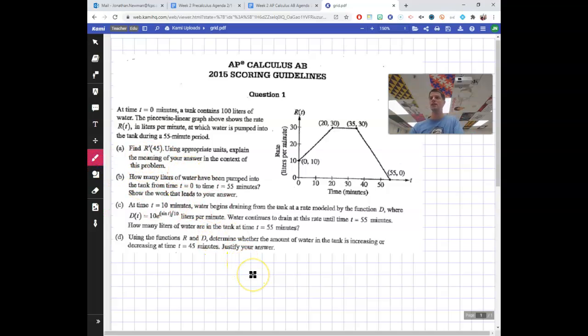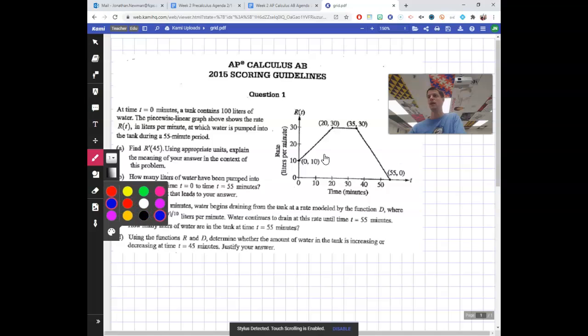So this is at time t equals 0 minutes. A tank contains 100 liters of water. The piecewise linear graph to the right here shows the rate R of t in liters per minute. So right away I see that this is a graph of rate. Okay, it's shown there and shown there, right?